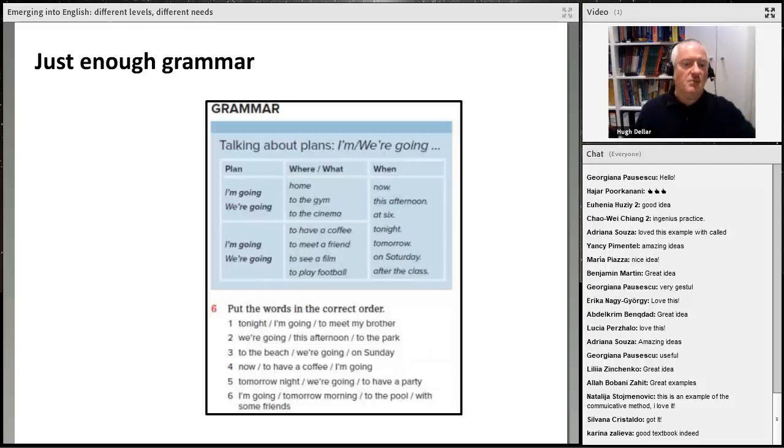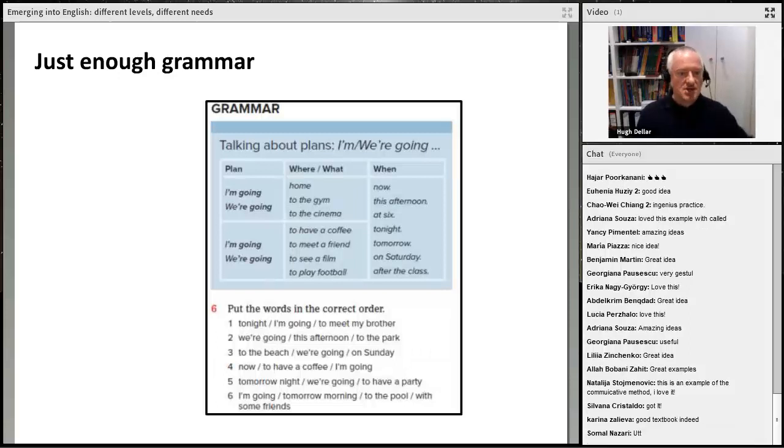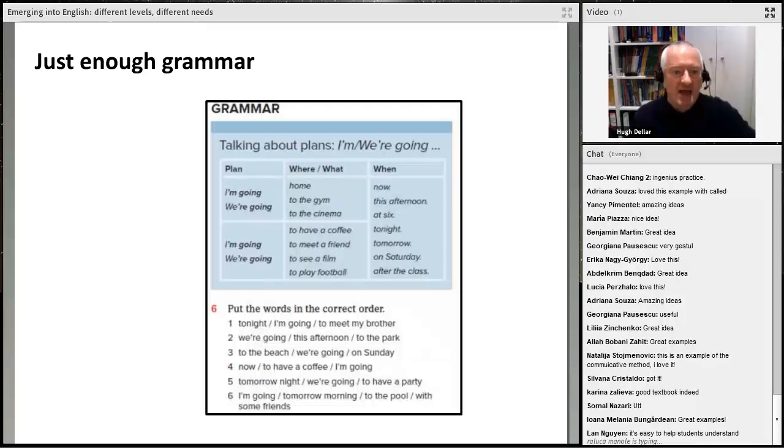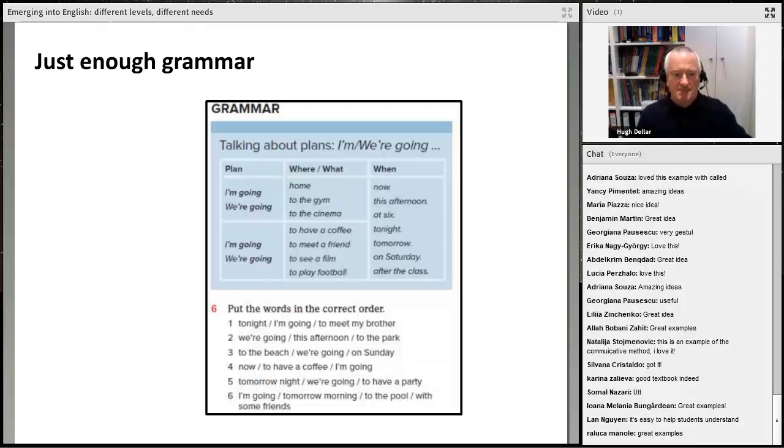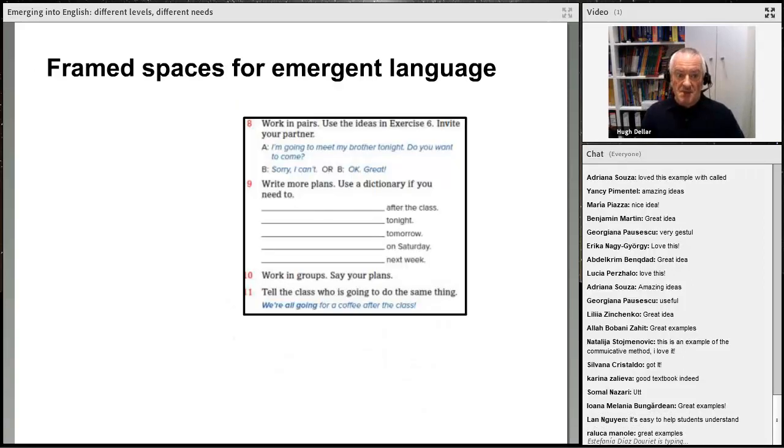We then have a little bit of grammar where I think maybe more traditional course books will think, oh my God, you can't teach something like "going" and "going to" at this level. We just think, well, we're not teaching everything about it. We're just teaching something very basic. And here, the meaning's basically the same. This is my plan. I'm going home. I'm going to the gym. I'm going to have a coffee. I'm going to play football. Now, this afternoon, tonight, tomorrow, on Saturday.